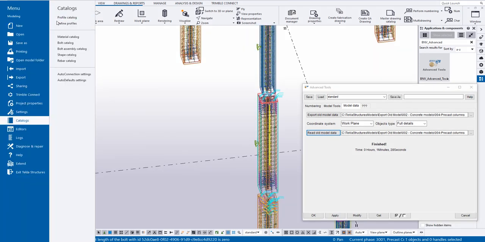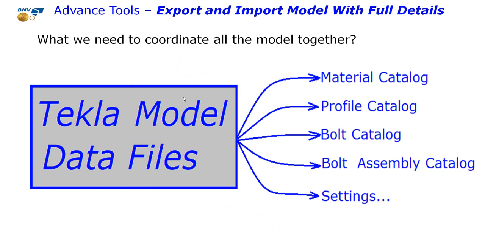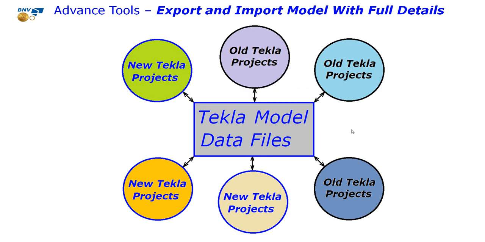Remember to correct all the catalogs for profile, material, bolt, rebar, between the models. We can expand to more objects in the next version, and remember to correct all the catalogs between models together. Those are some ideas to transfer models between any versions of Tekla Structures.